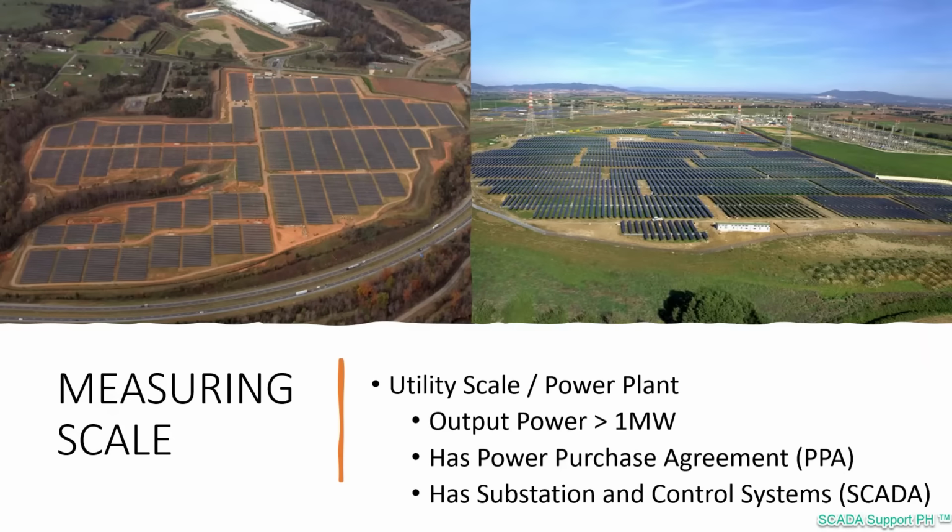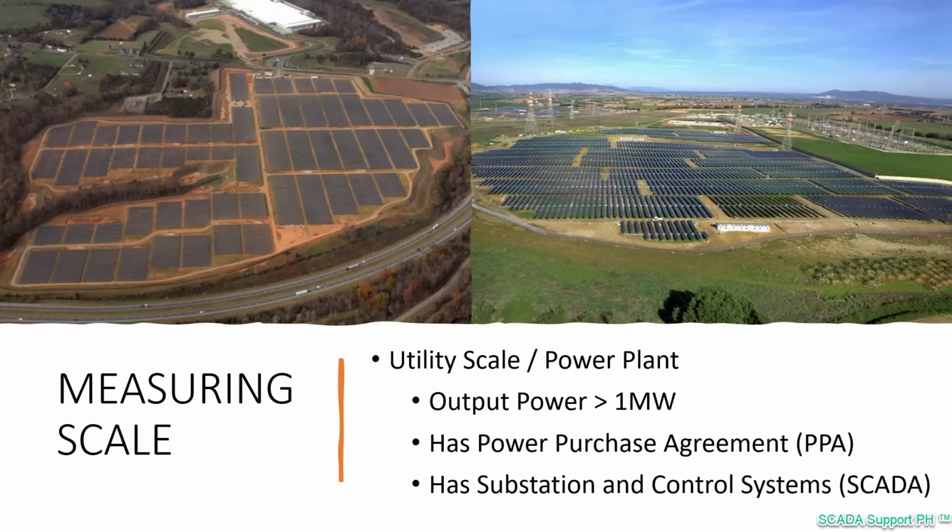When it comes to utility scale, we are looking at systems that have an output power of more than 1 megawatt. A utility scale solar facility is one which generates solar power and feeds it into the grid, supplying a utility with energy. Virtually every utility scale solar facility has a power purchase agreement, or PPA, with the utility, guaranteeing a market for its energy for a fixed term of time.